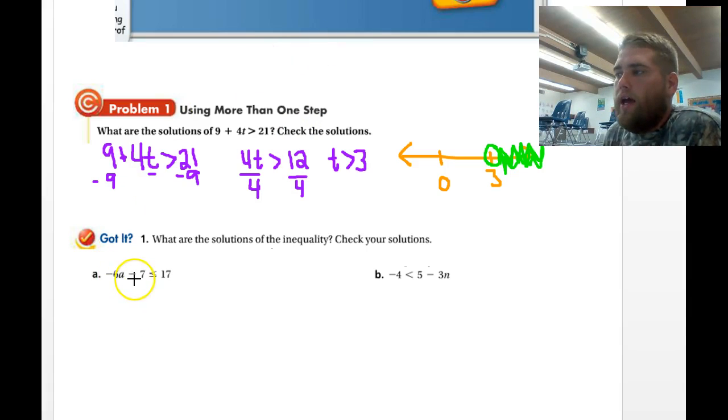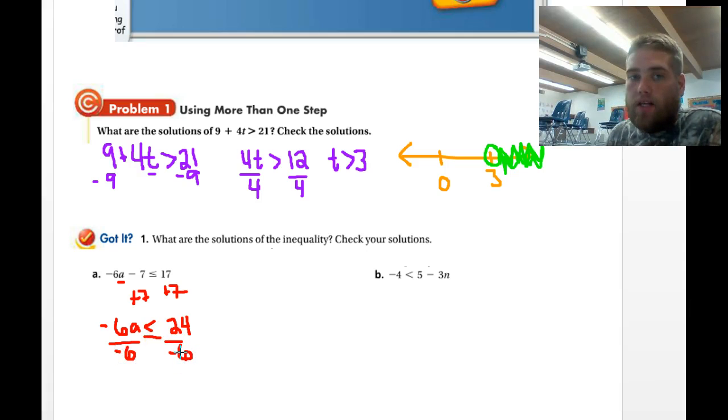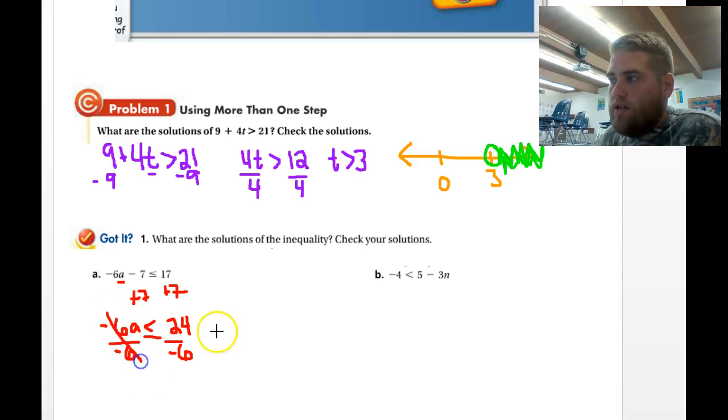So on A, the first thing I want to do is get A by itself. So I add 7. I add 7. So I have negative 6A is less than or equal to 24. I want to divide by negative 6, and like we talked about in class, and you guys know this by now, when you divide by a negative number, you have to flip your sign. So my 6's cancel, and I'm left with A, flip my sign, greater than or equal to negative 4.